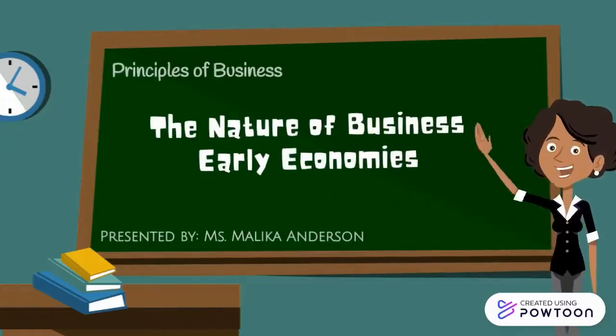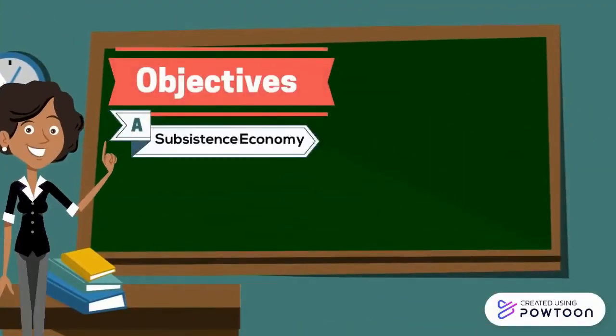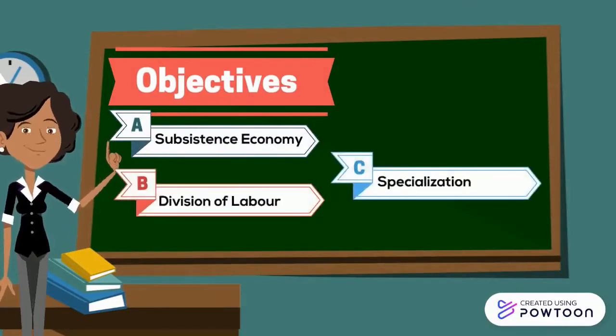Hello and welcome to another Principles of Business lesson on the nature of business: early economists. I am your presenter, Ms. Malika Anderson. Today's objectives are we want to look at the subsistence economy, division of labor, and specialization.